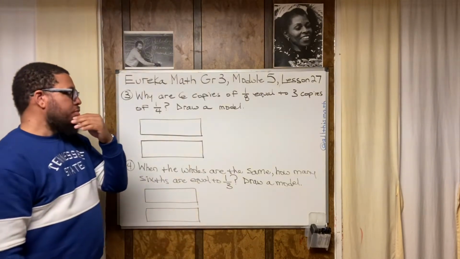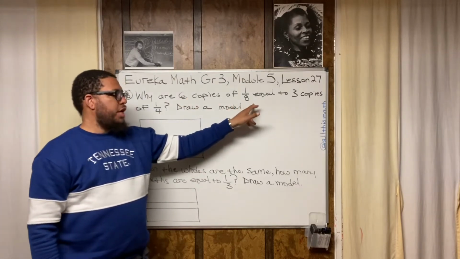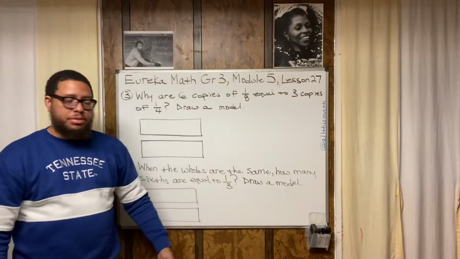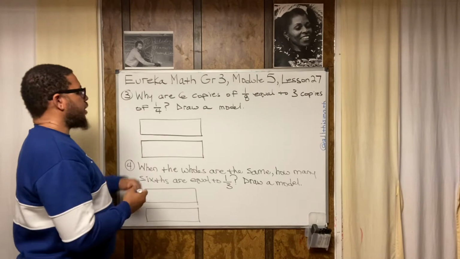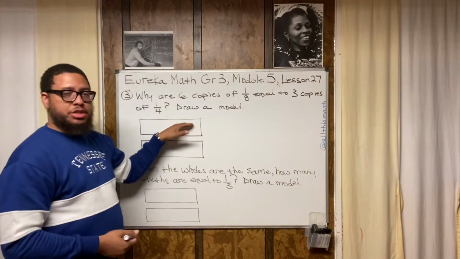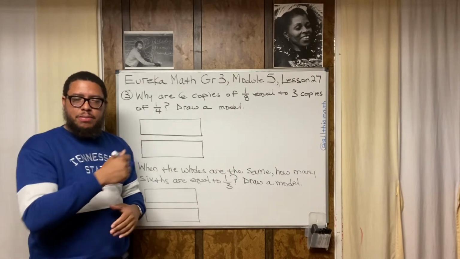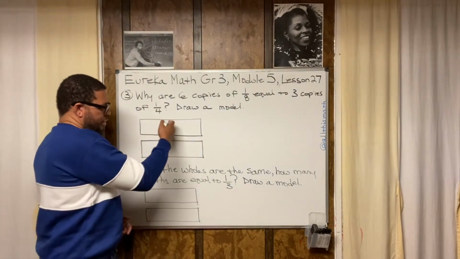All right. So now, how would you know if 6 copies of 1/8 are equal to 3 copies of 1/4? Let's draw them and see what happens. All right. So let's take the blue marker. So 6 copies of 1/8. That means I'm going to use this fraction bar. I'm going to partition it or cut it up into pieces, each of them being 1/8. So I'm going to cut this up into eighths.